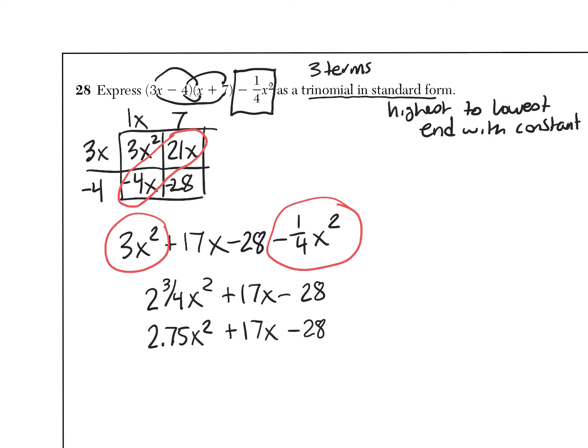It's in standard form because you have your highest exponent, then your next highest, and then none. So those two answers are both acceptable.